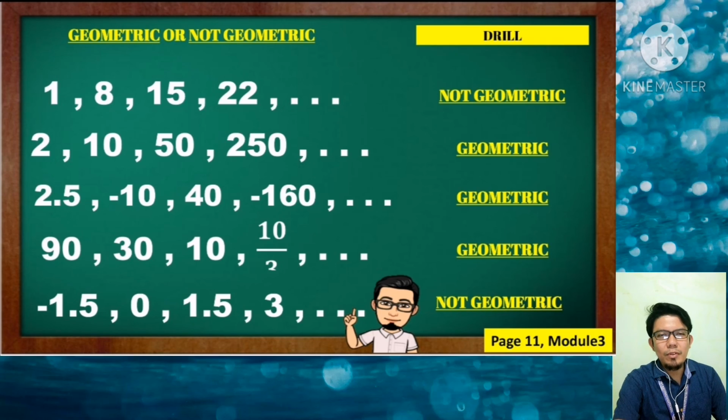And then for item number 5, we have negative 1.5, 0, 1.5, and 3. So there's no common ratio.